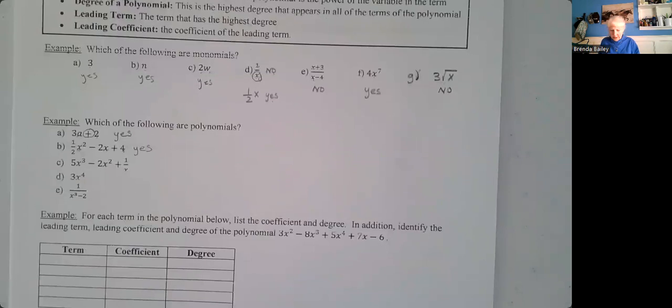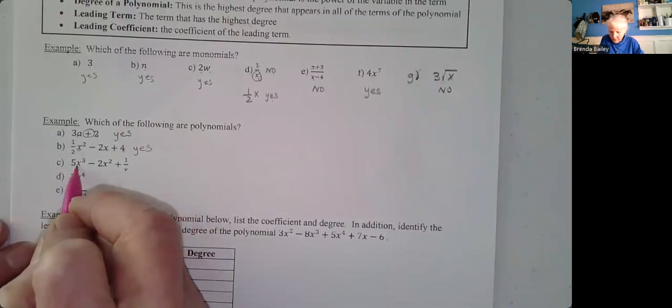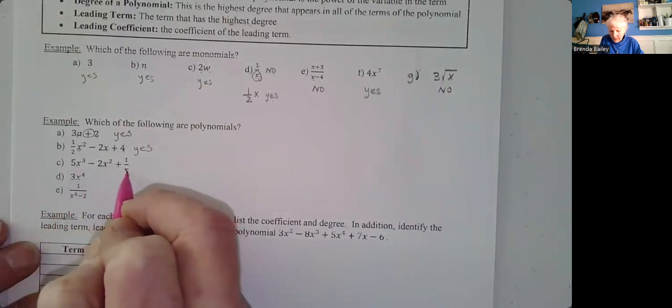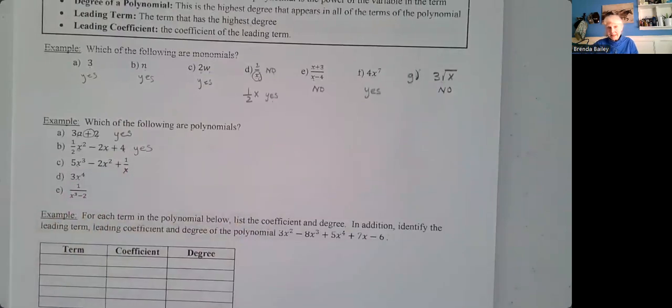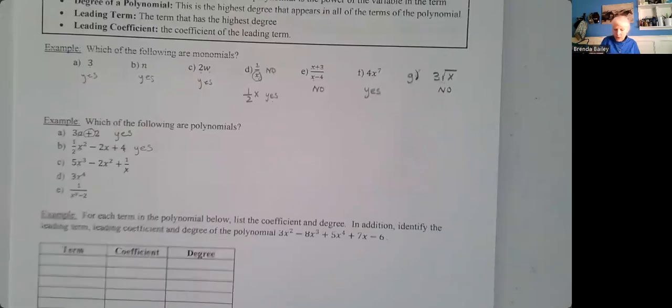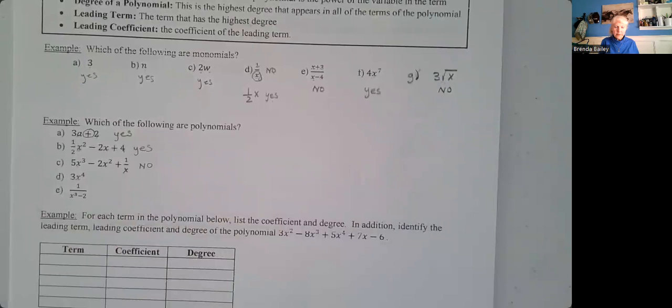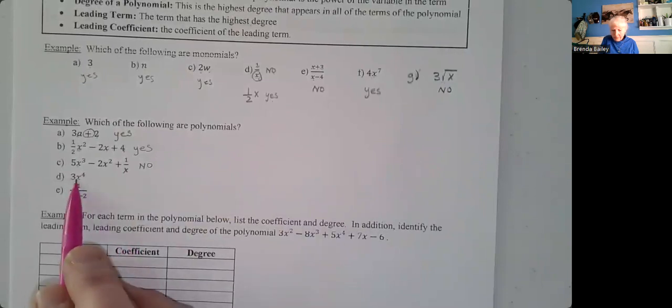Let's look at C. Looking at the terms, we've got one here. So far, so good. This one actually didn't print out very well. With that X down there, it is not a polynomial. No. All right, so it would be a no.